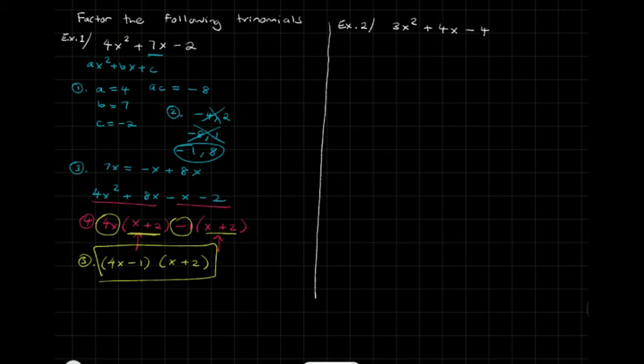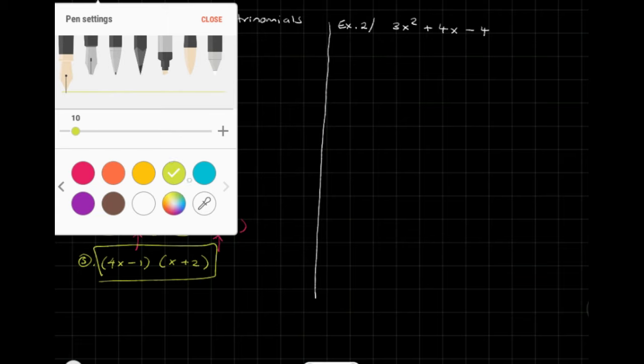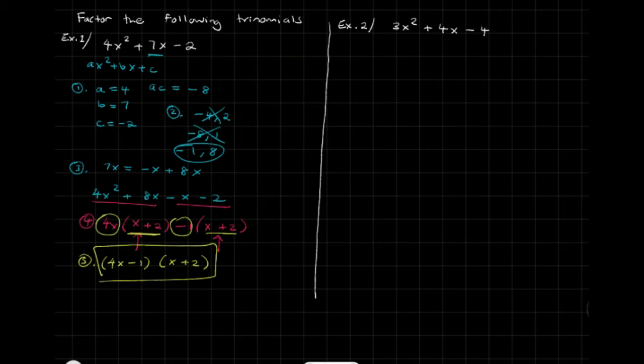Let's take a look at example 2. So we're going to do the same thing, right? Just to recap. So once again, we're looking at ax squared plus bx plus c. A here is equal to 3. B here is equal to 4. Right? C here is equal to negative 4. And AC is equal to a times c, which is 3 times negative 4, which is negative 12.